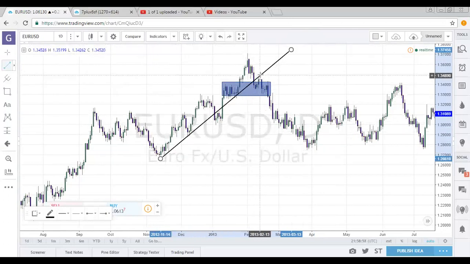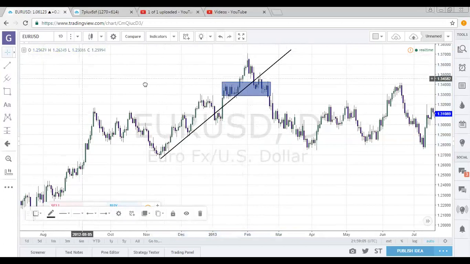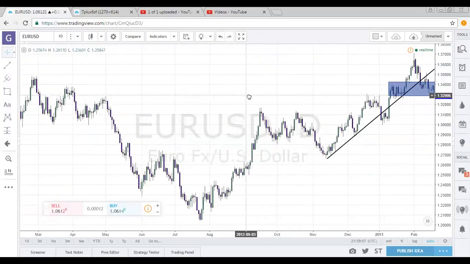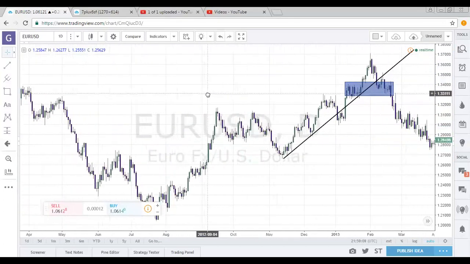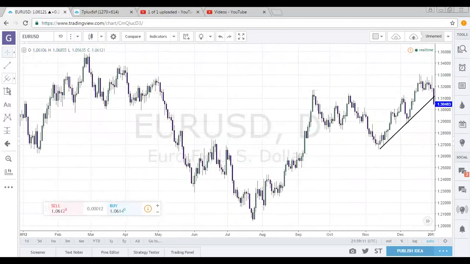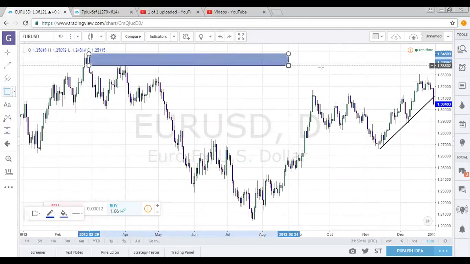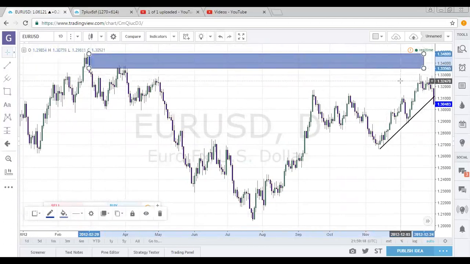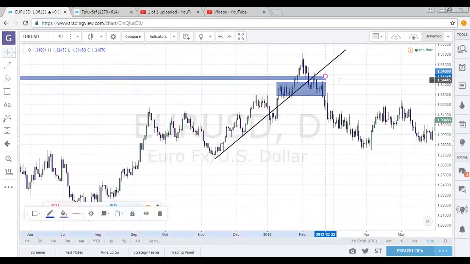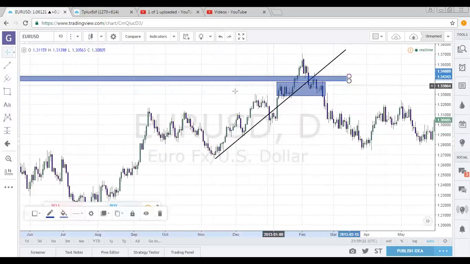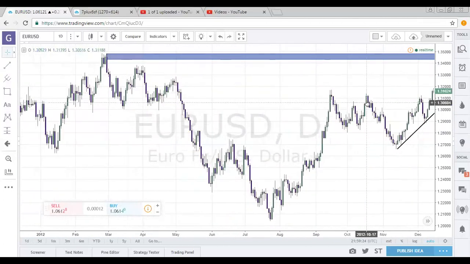Boom. Retraces, shoots. Okay. You have this high, trying to retest. Look at that right there. So it broke that high. It 100% retracement from there.